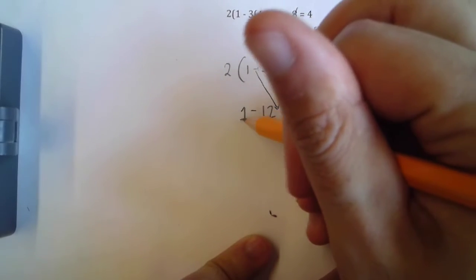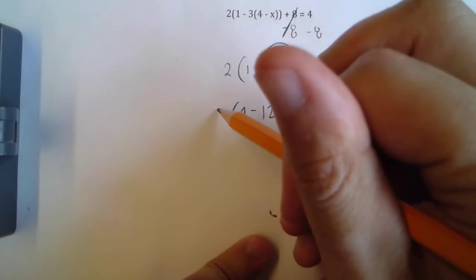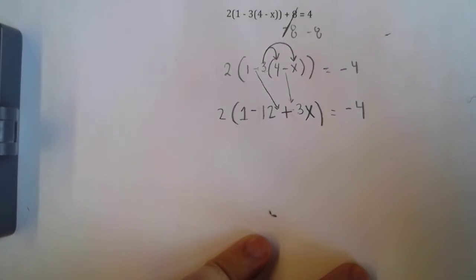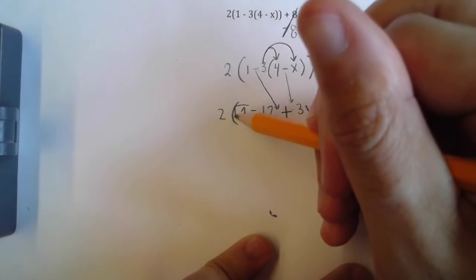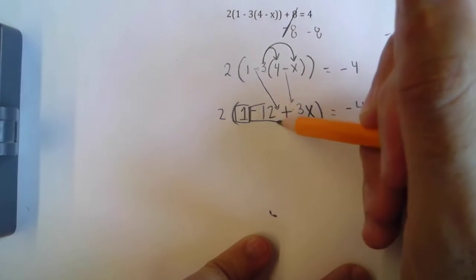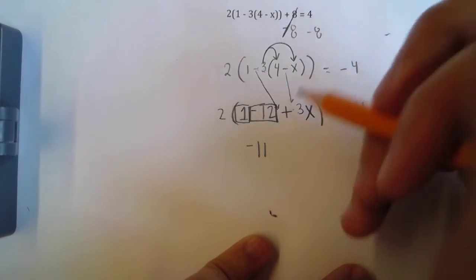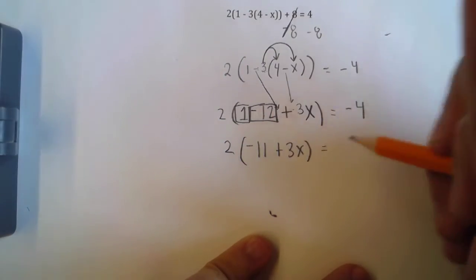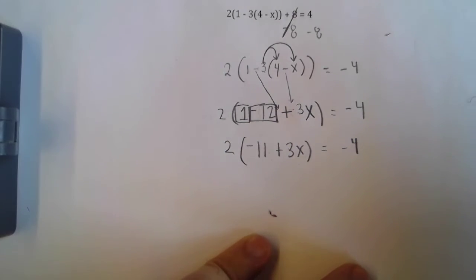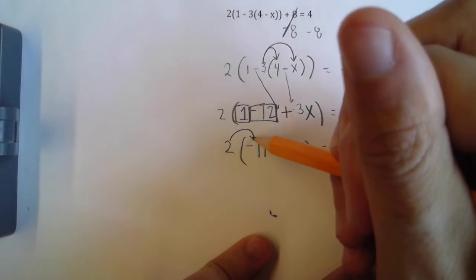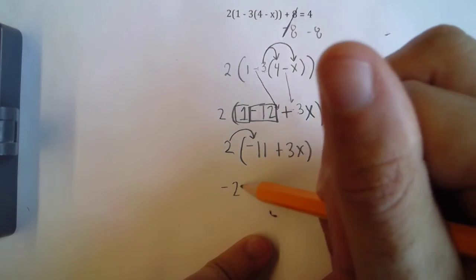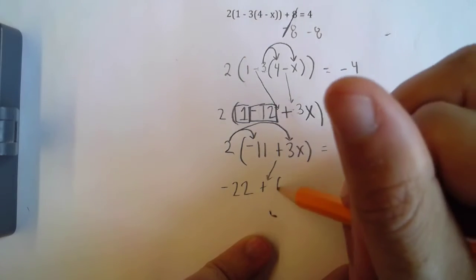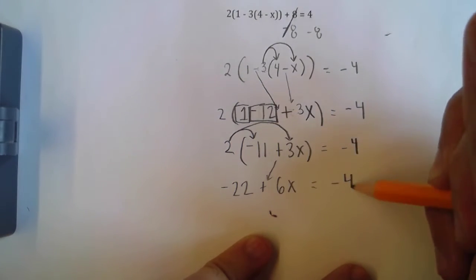Here I'm still left with the 1, still in parentheses, multiplying by 2, and the right side of my equation has not changed. I can follow that up by combining like terms, where I have a 1 and a negative 12. I'm left with negative 11 plus 3x, in parentheses, multiplied by 2, again equal to negative 4. I can then distribute this 2: 2 times negative 11 is negative 22, plus 2 times 3x, which is 6x. Again, still equal to negative 4.